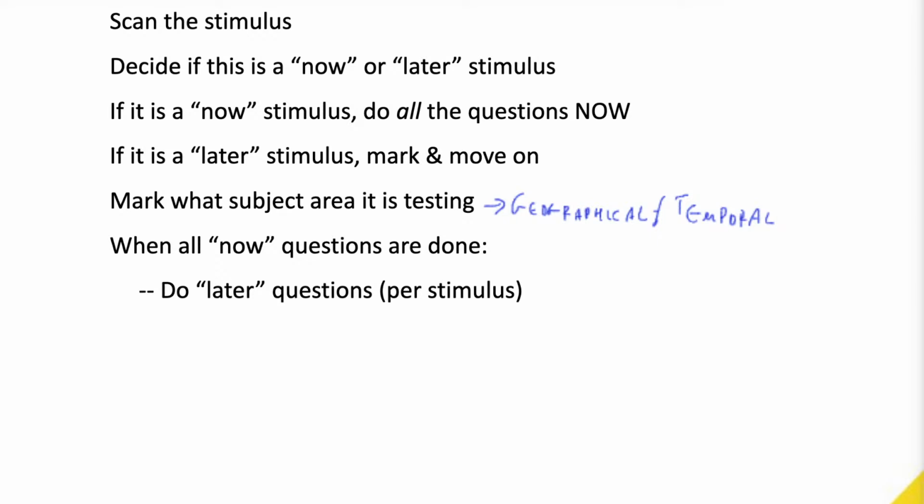When all the now questions are done, you do the later questions again per stimulus. So you do one stimulus at a time. What you want to do is pick the easier ones. You already have marked these on your paper, so you know where to go. If you know where to go, that's where you go and do them. Refer to your notes to do the easier ones first.